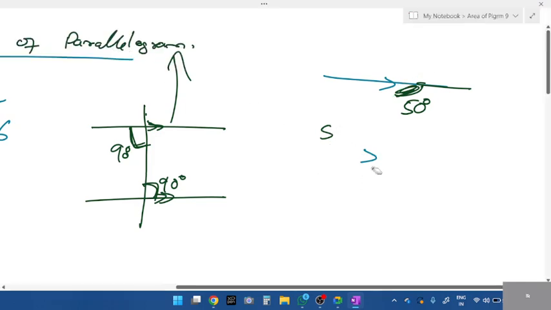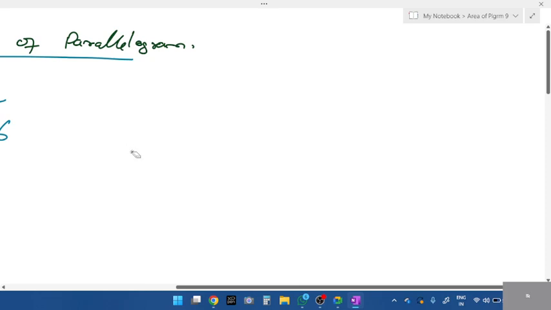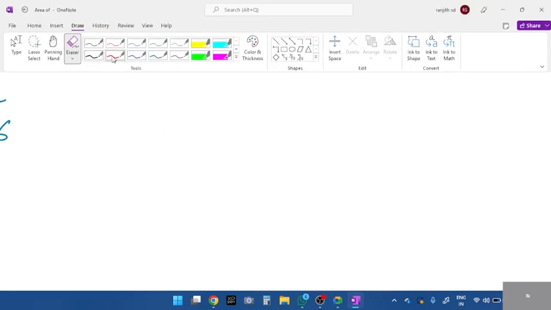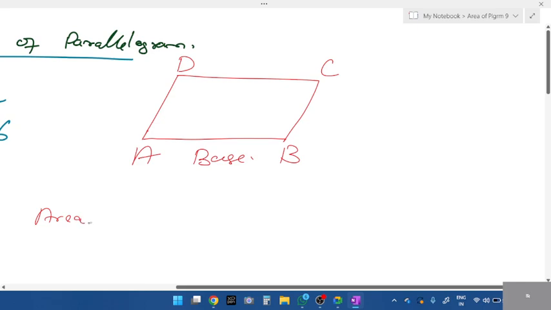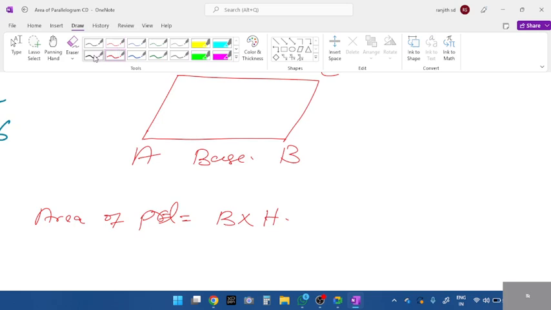Fine. Now area of a parallelogram. You all know the formula. What is the area of a parallelogram? Very good. How do you remember? Base into height, students. What is the area of parallelogram formula? Area of parallelogram is base into height. Okay. What do you mean by height, students?